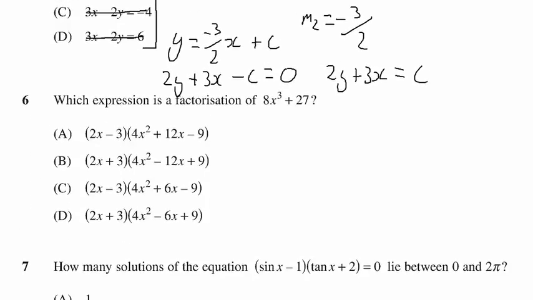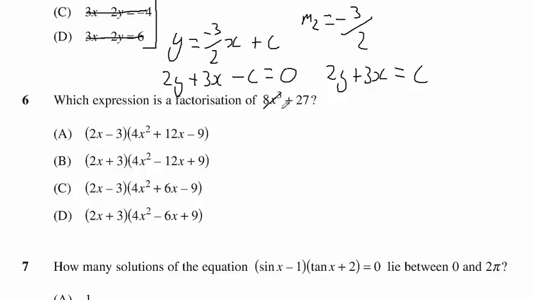Alright, on to question 6. Which expression is a factorization of 8x cubed plus 27? So this is actually quite a difficult question for multiple choice, but what we can work out from this line of answers here and this line of answers here is that all of the 2x's are the same and all of the 4x squareds are the same, and that's the only thing that can make an x cubed term, so we can ignore the x cubed because it's the same for all answers.